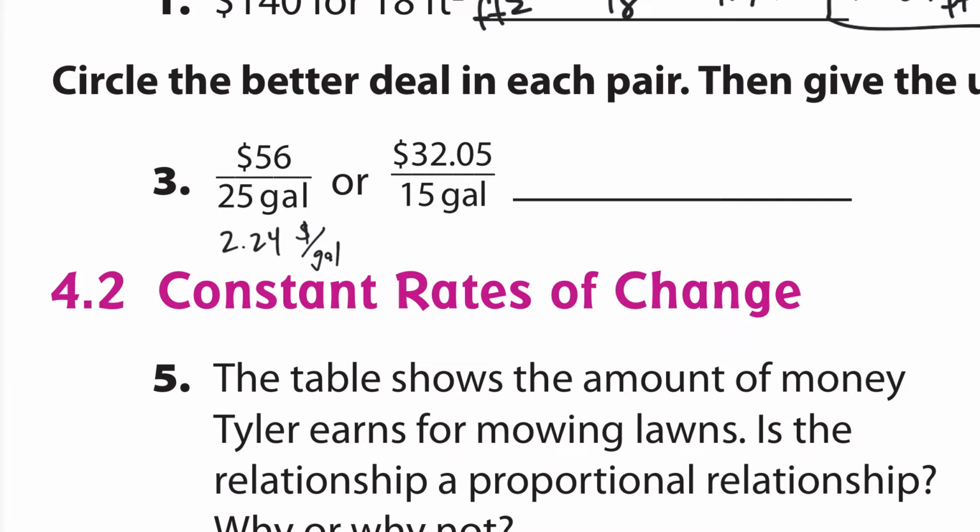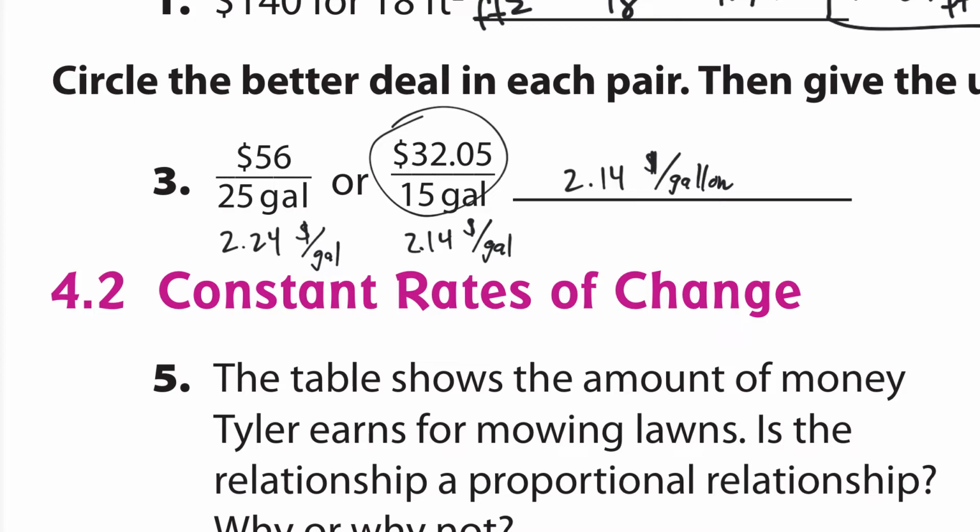And the other one's going to be 32.05 divided by 15. And that's 2.136, which the 6 rounds the 3 to a 4, $2.14 per 1 gallon. And so the better one is the second one, and that is $2.14. That's the dollars per gallon.